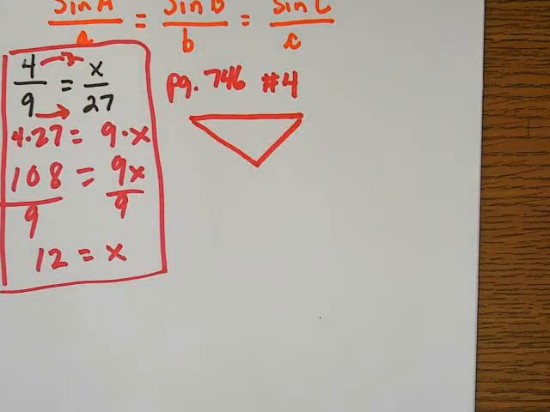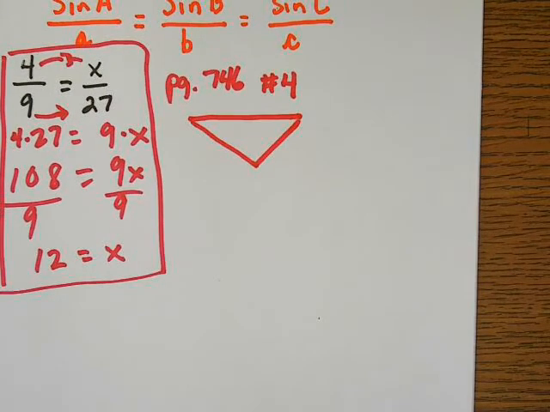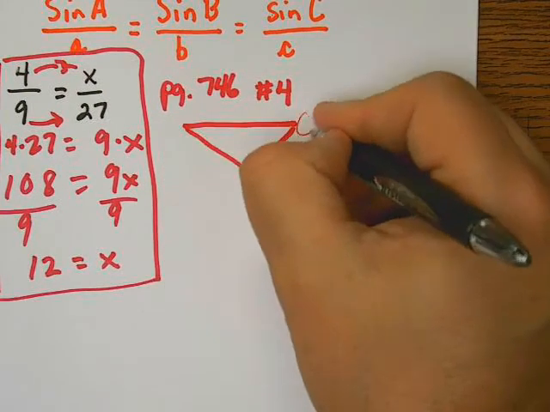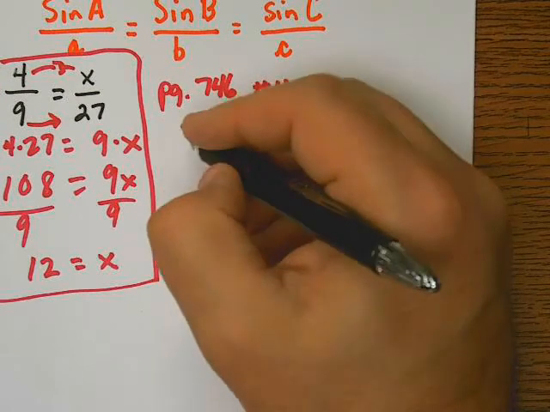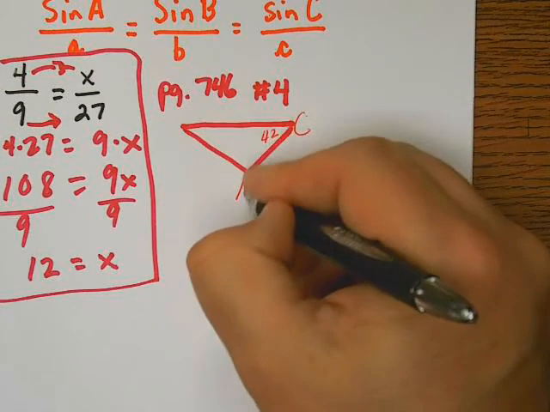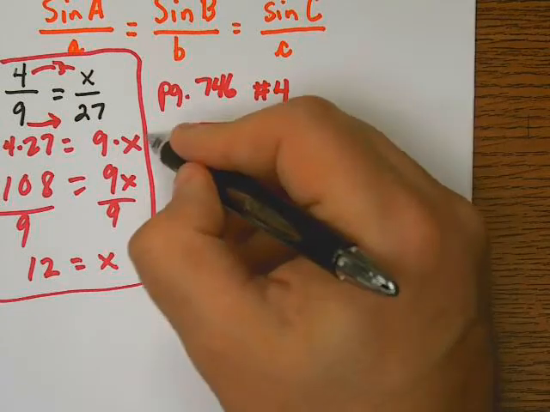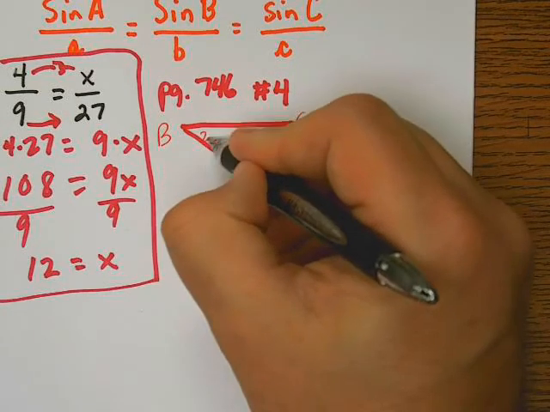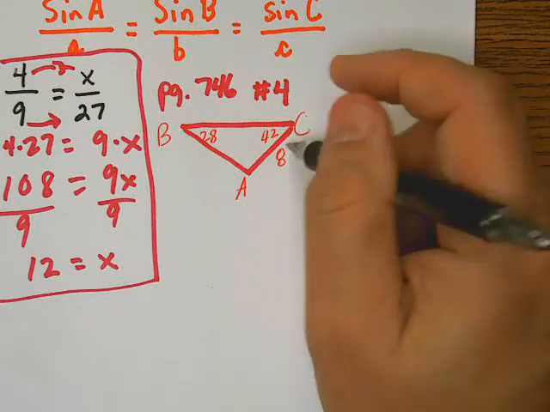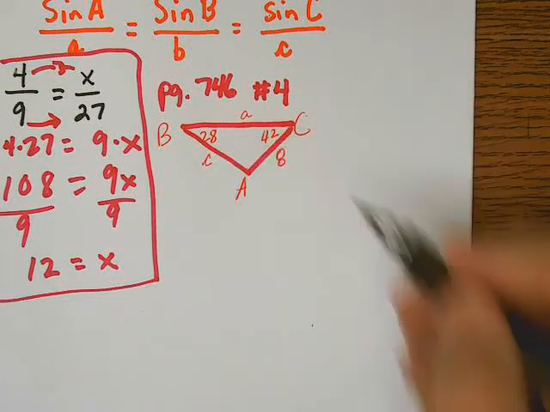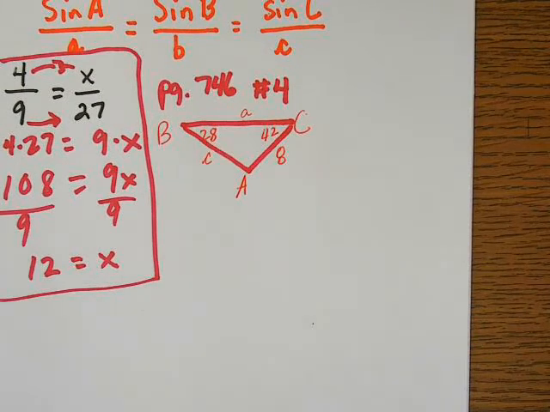Okay, so we have a triangle. Put in the details. This is C, and it's 42. This is A. This is the number 8. This is B, and I believe it's 28. So lowercase a and lowercase c. So we've really got 3 unknowns.